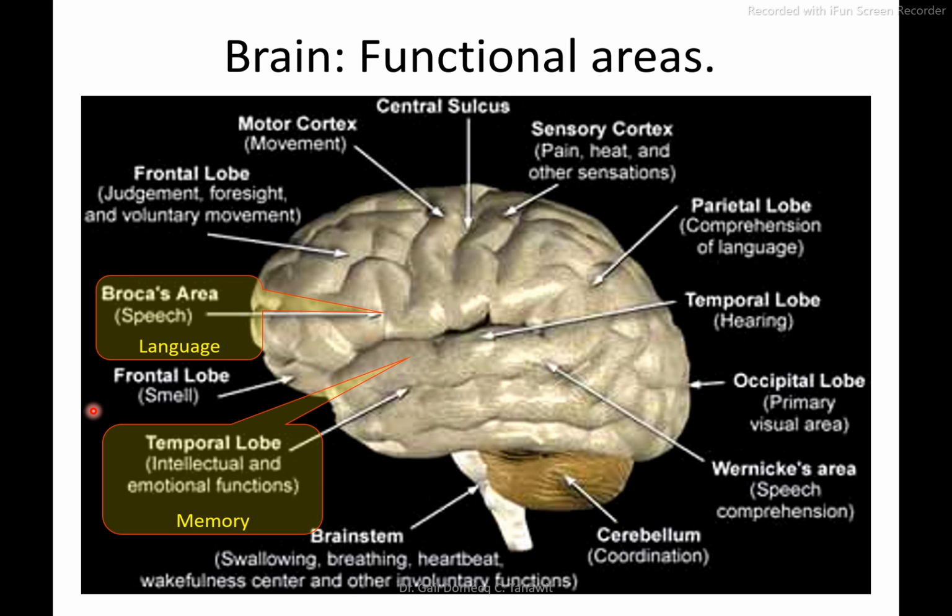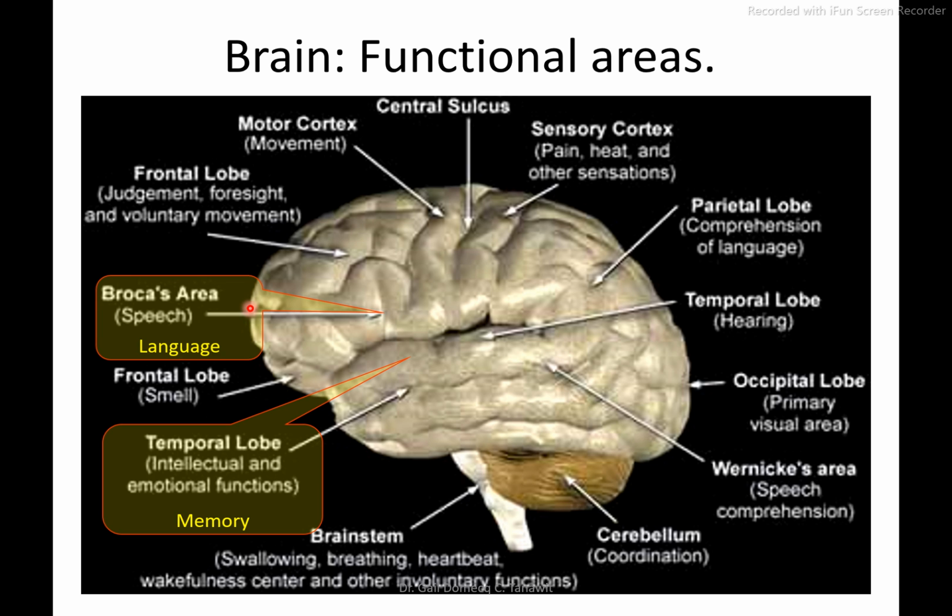So all of the movement will be controlled, of course, in the primary motor cortex, your 3 to 1. Then anterior to it, we have the frontal lobe that would be responsible for the judgment, the foresight and voluntary movement. And of course, we have this little area, the Broca's area for our language. If the person has a stroke, either an ischemic stroke or a hemorrhagic stroke in the Broca's area, the patient would be aphasic. We have also the frontal lobe in here for the sense of smell.